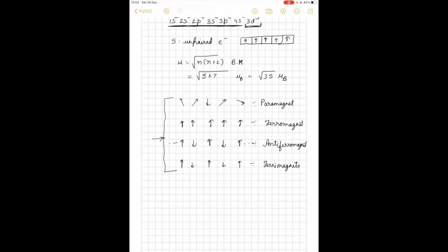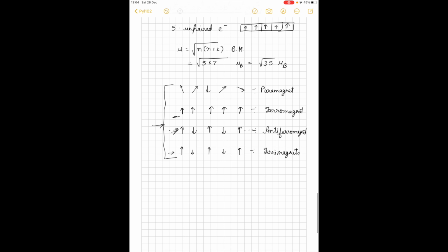So one is paramagnet, all random. Ferromagnet, we have spins pointing in one direction. Antiferromagnet, we have an alternate up-down arrangement. And the last one is ferrimagnet, where we have alternate up and down, but the strength is different. In antiferromagnet, the strength was the same.